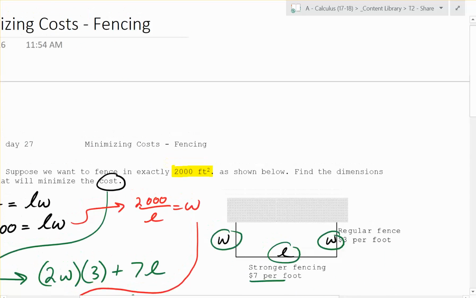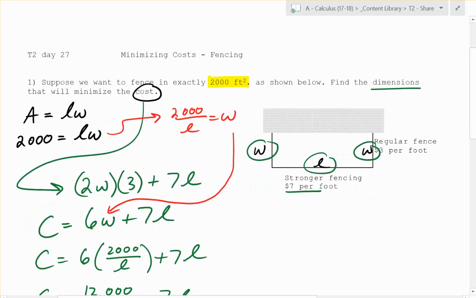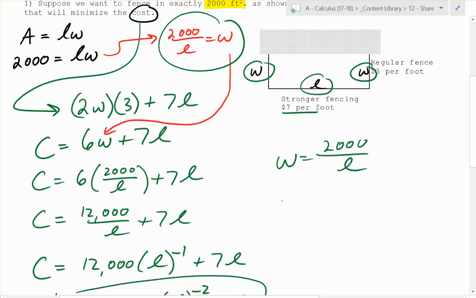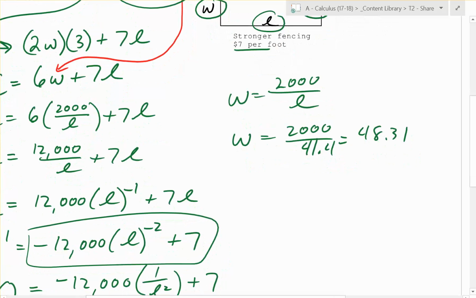But this question is asking for the dimensions. So we need to find W. But we know that W is equal to 2,000 over L. So you do W when L is 41.4. So it's 2,000 over 41.4. And you find out that it's 48.31. So the dimensions that will minimize the cost are 41.4 by 48.31, and both of these are feet right there.